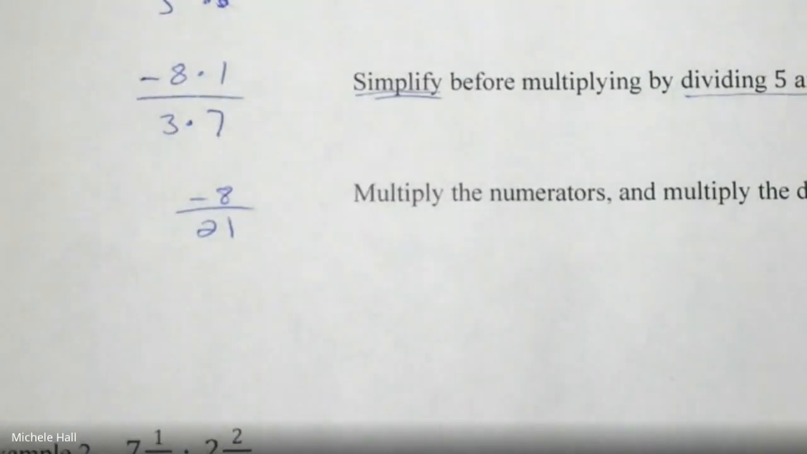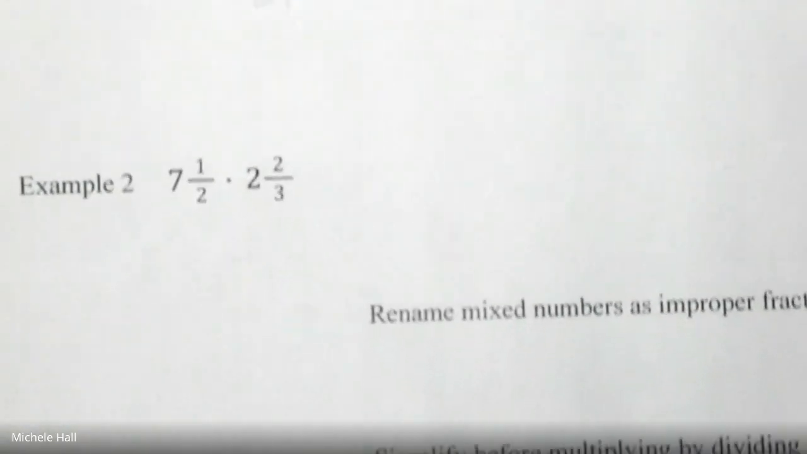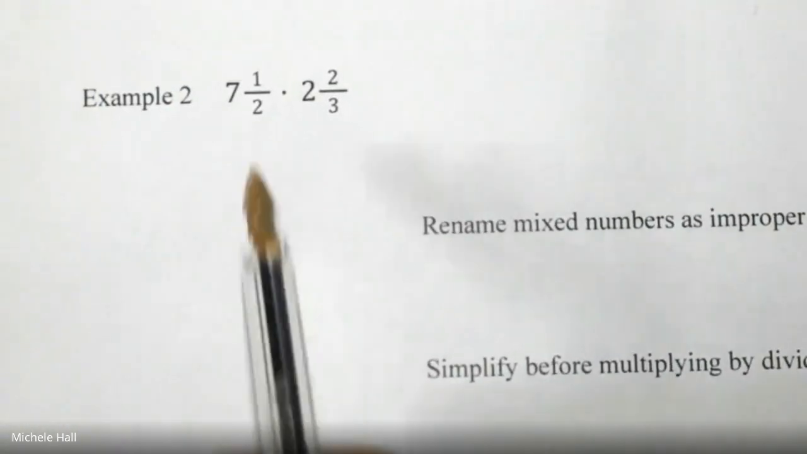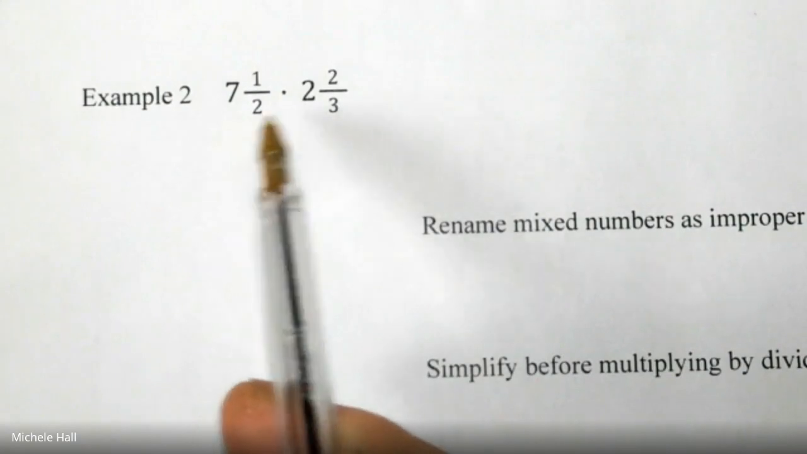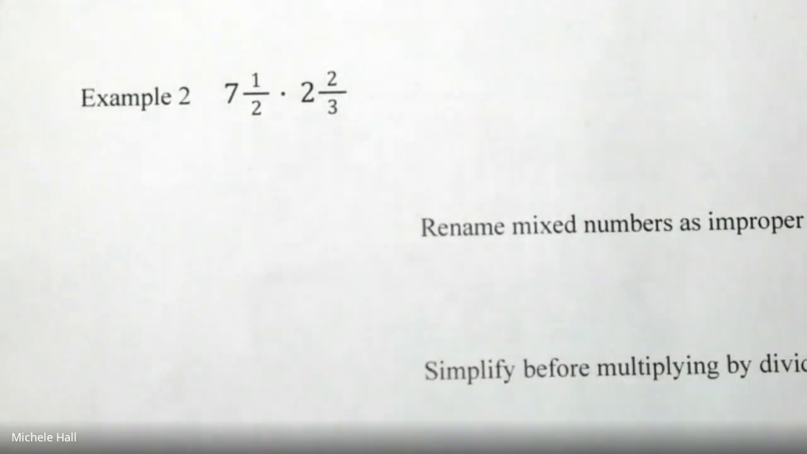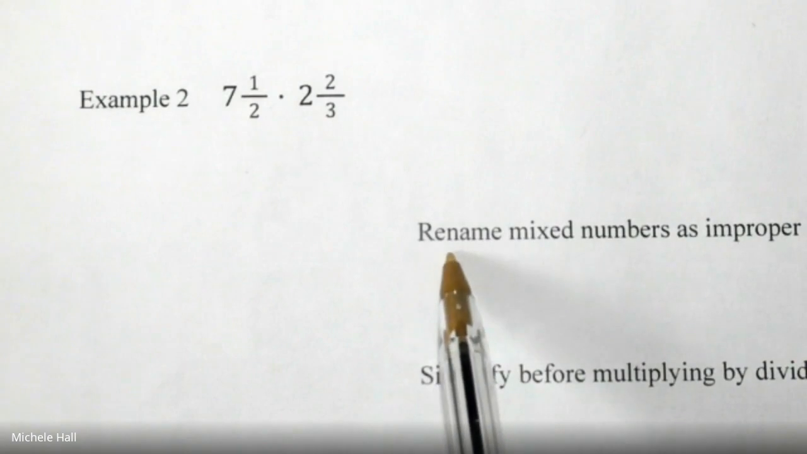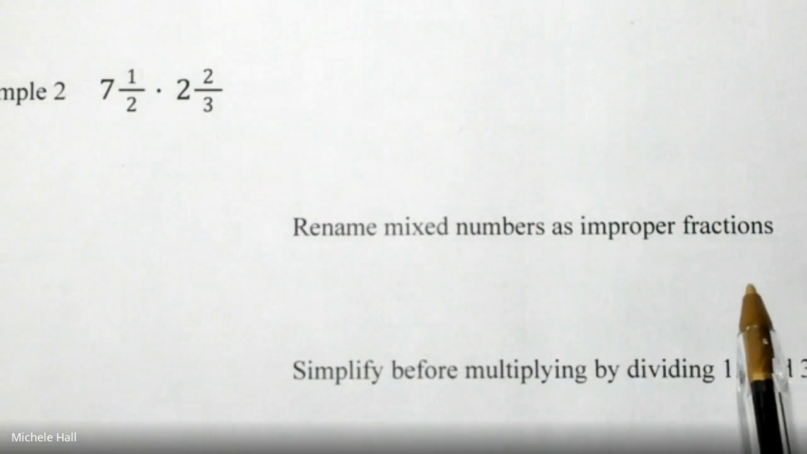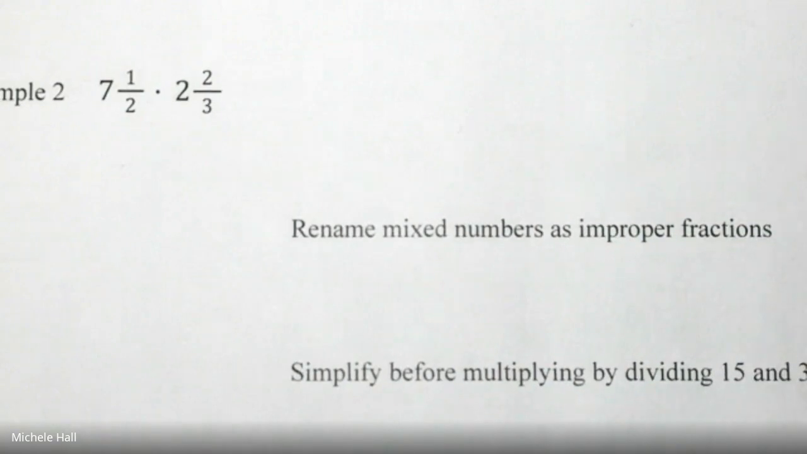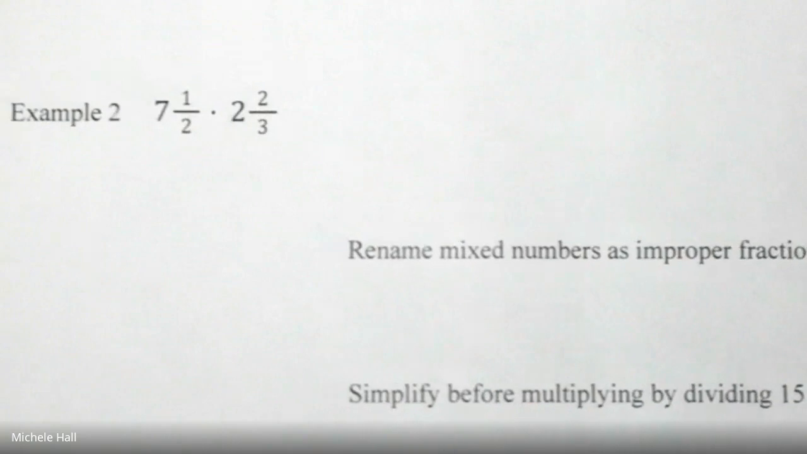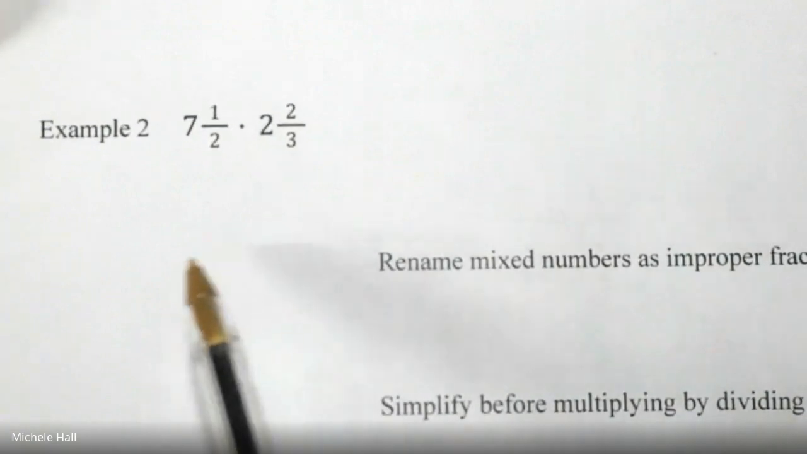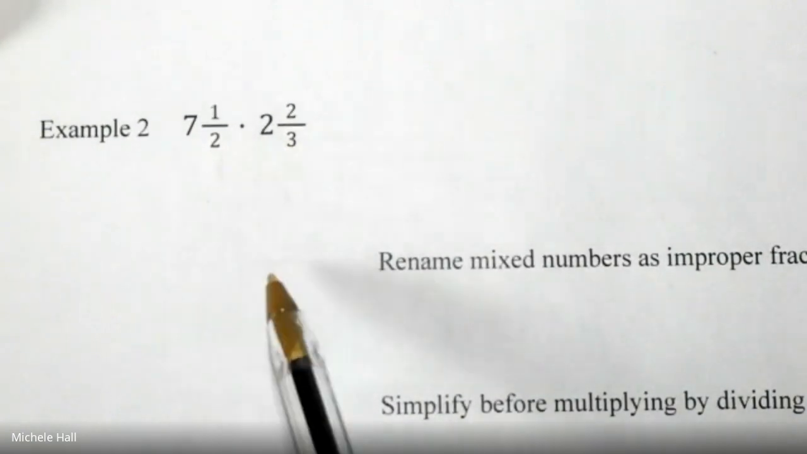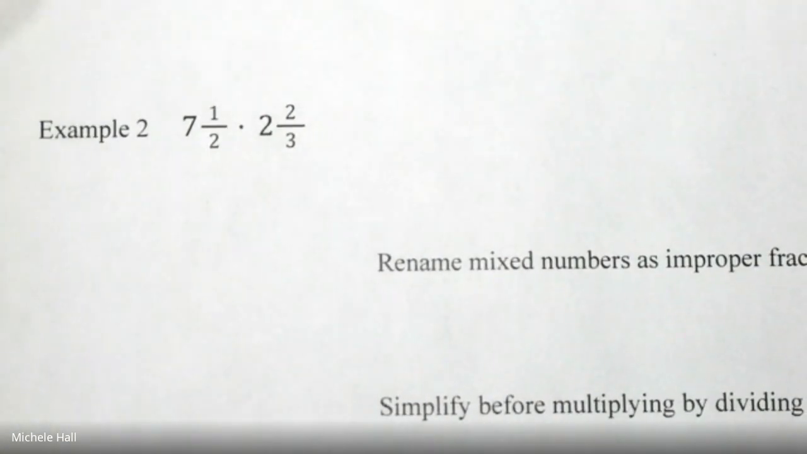But what do we have now? What are we multiplying on example 2? What are these called? These are called mixed numbers. So now we're multiplying mixed numbers. The very first step is to rename the mixed number as an improper fraction. Rewrite it as an improper fraction. Let's see if you can do it on your paper. Write both of these as improper fractions. If you need to be reminded from yesterday how to change to an improper fraction, look back in your notes.